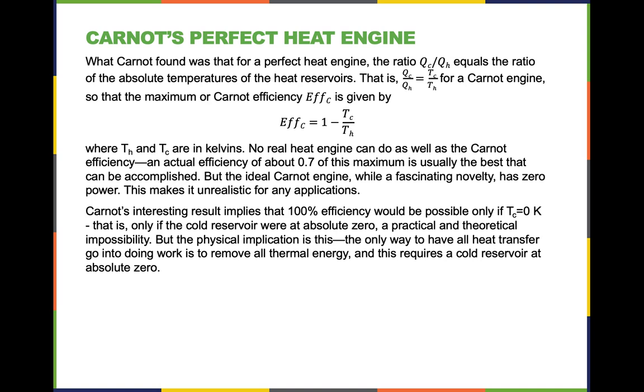So for here, what Carnot found was that for a perfect heat engine, the ratio QC over QH equals the ratio of the absolute temperatures of the heat reservoirs. That is, QC over QH equals TC over TH for a Carnot engine. So that the maximum or Carnot efficiency here would be efficiency with the C subscript equals 1 minus TC over TH, and these are given in kelvins. They're absolute temperatures.